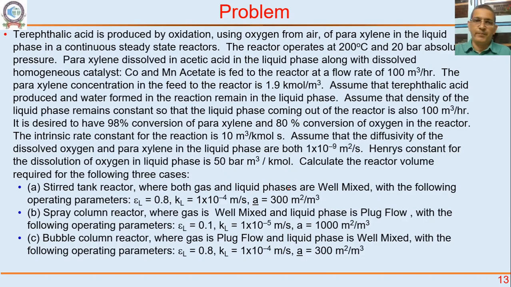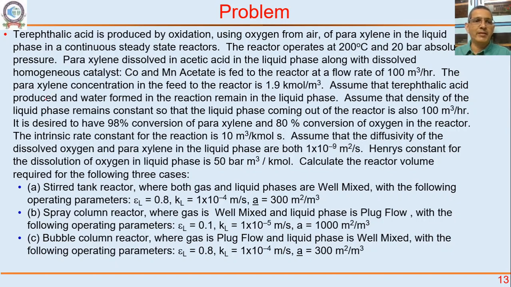Here's the next problem. Terephthalic acid is produced by oxidation using oxygen from air of paraxylene in the liquid phase in a continuous steady state reactor. Reactor operates at 200 degrees centigrade and 20 bar absolute pressure. Paraxylene dissolved in acetic acid in the liquid phase along with dissolved homogeneous catalyst cobalt and magnesium acetate is fed to the reactor at a flow rate of 100 meter cube per hour. Paraxylene concentration in the feed is 1.9 kilomoles per meter cube.